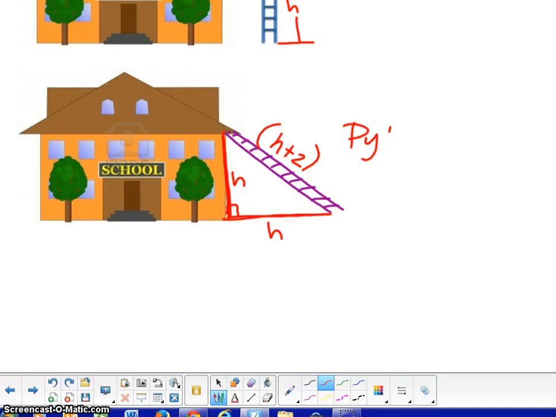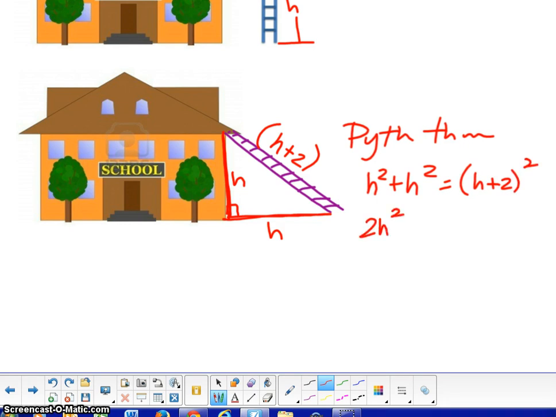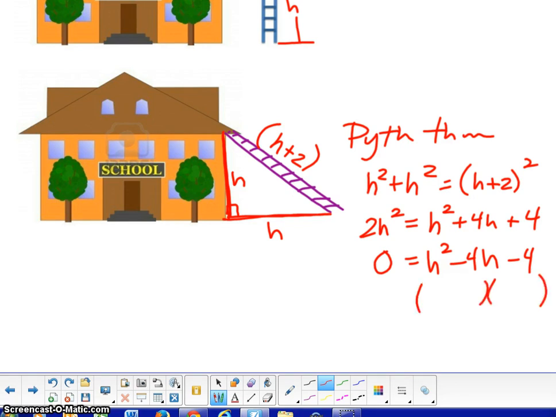From Pythagorean theorem, it says that h squared plus h squared equals h plus 2 squared. And if you take like terms, put that together, h squared plus 4h plus 4, and then combine like terms, you end up with h squared minus 4h minus 4. Okay, now again, find factors of 4 that will give you 4, and you will come up with a dead end, because there is nothing you can do here.